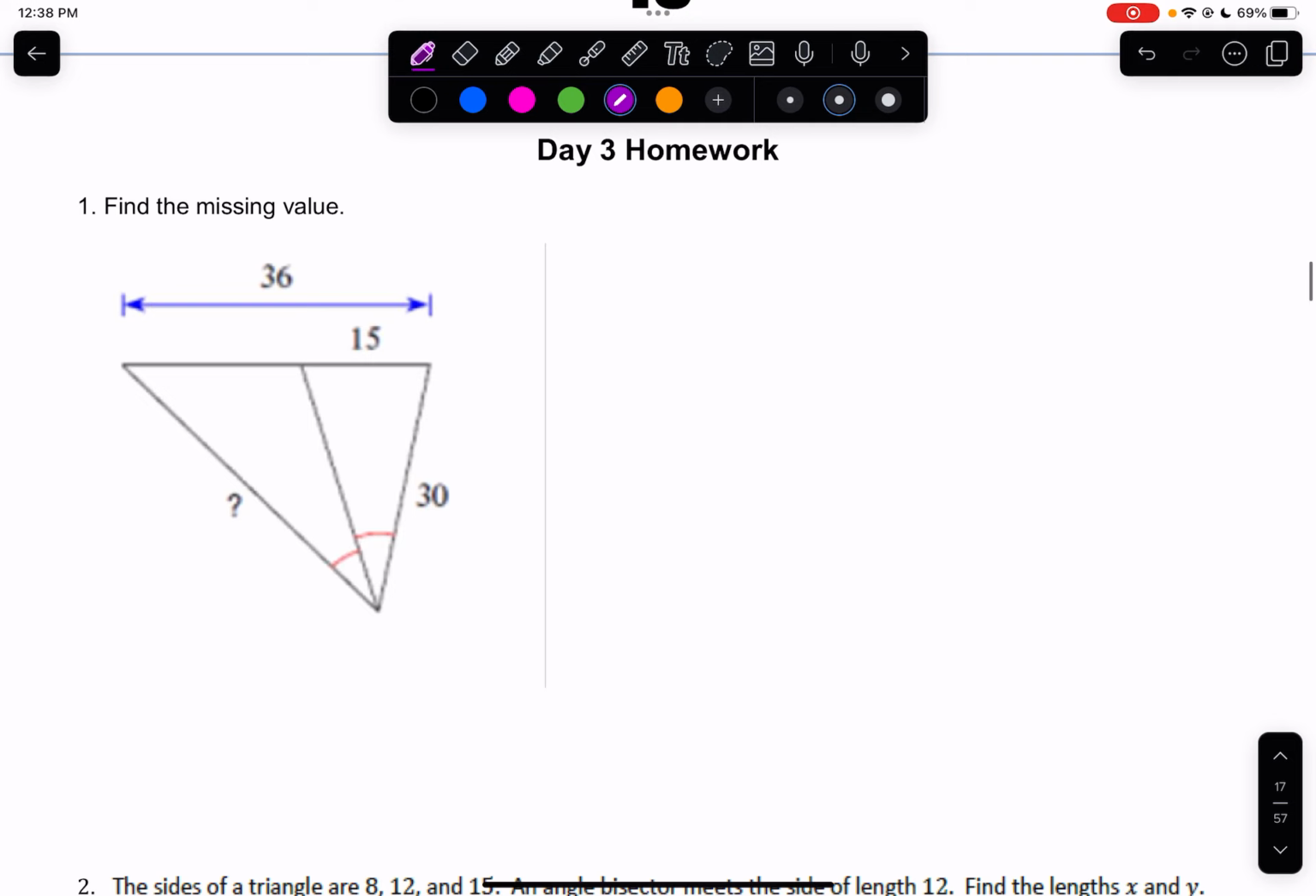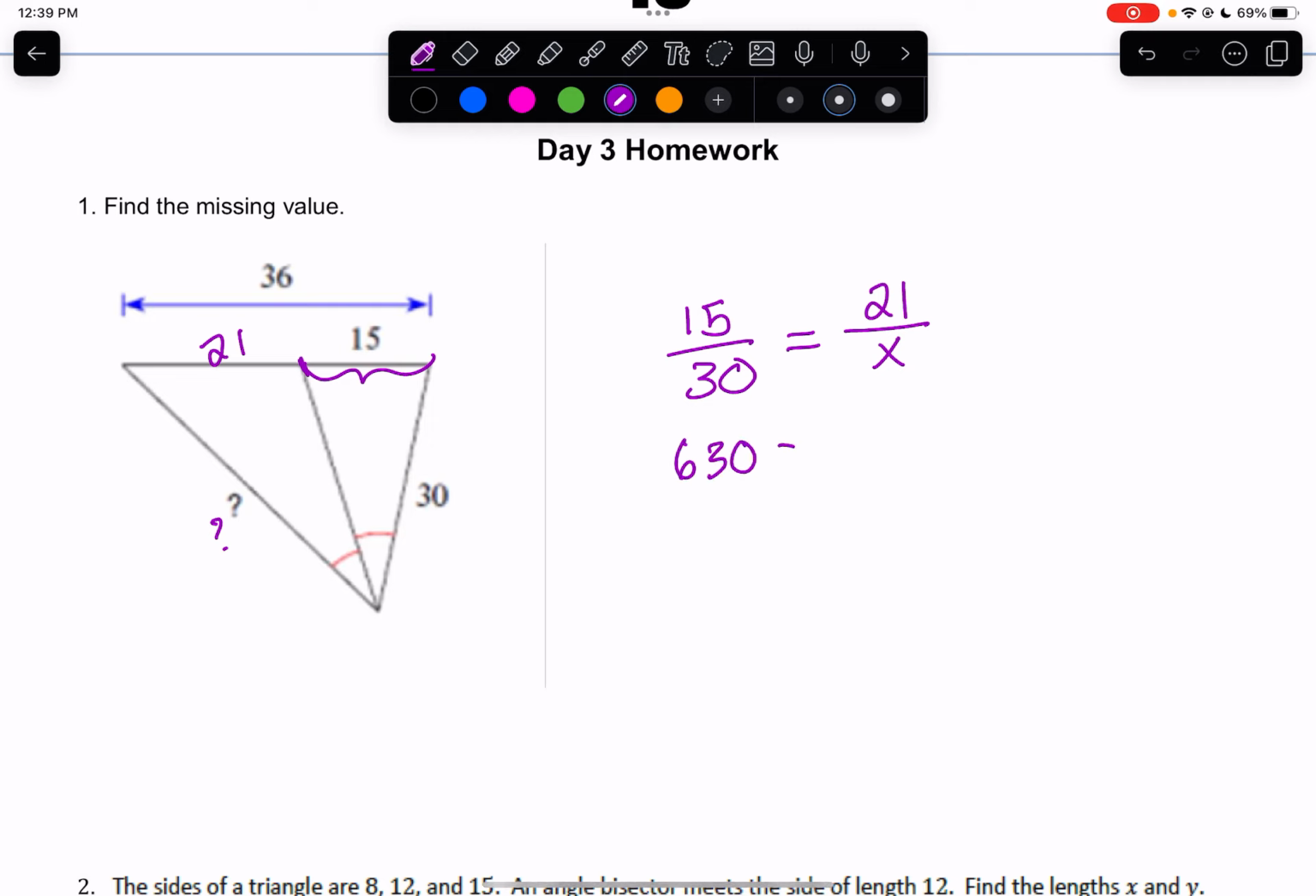So for your homework tonight, we're going to do something very similar. So we're looking for this missing value. Now we need to know both these pieces. So if this is 15, in order to find your other missing piece, you're just going to subtract and get 21. So again, we're going to do split over original, cross multiply to solve. So 30 times 21 is 630 equals 15x. Divide by 15. And we get x is equal to 42.